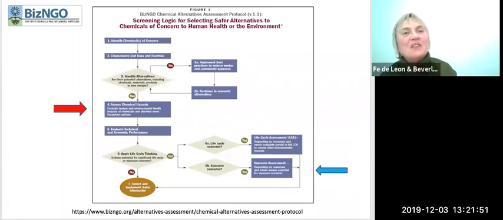So this is one flow chart which I think is really worth looking at in perspective, because it was designed in 2012 by the BizNGO working group. These are businesses, companies, and NGOs that looked at what is a good formula or flow chart for making decisions on alternatives assessment. So again, as we saw in some of the earlier slides, you simply first identify your chemical of concern, and then you look at how it is used, what's the function of the chemical.